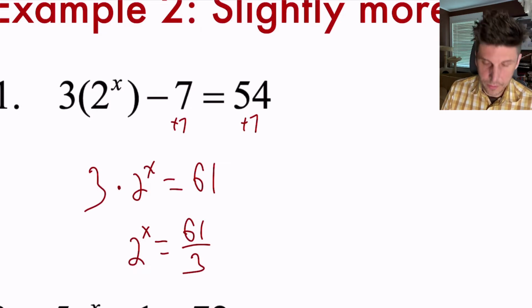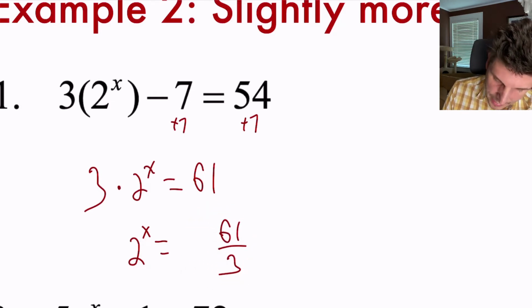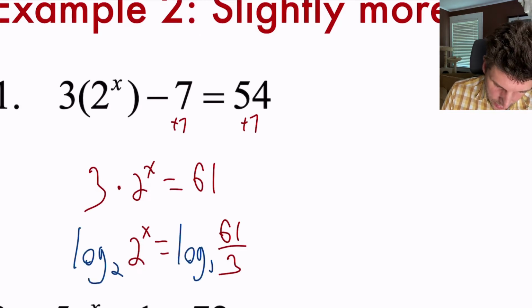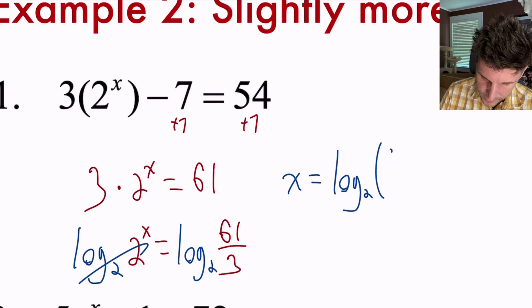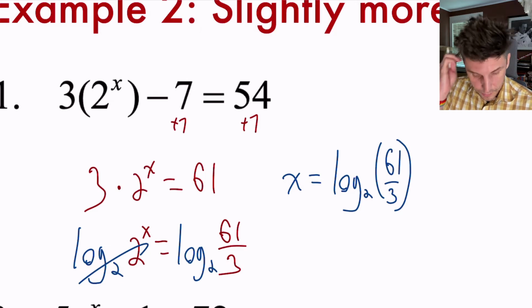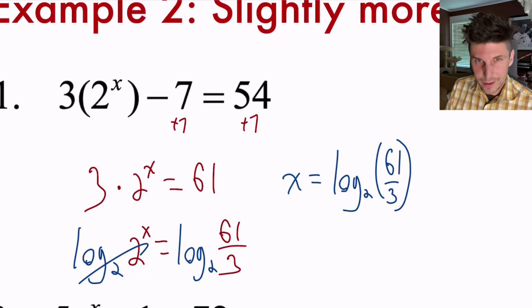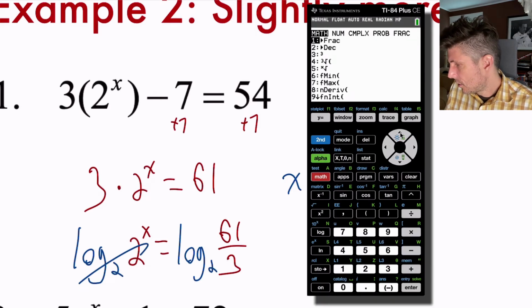And now we're in a position where we just take the log base 2 of both sides, and I'll be sure to slide this over so we have some room to do that. And I have log base 2, log base 2, and our answer is x equals log base 2 of 61 thirds. You're more than welcome to split that into 2 logs, like log base 2 of 61 minus log base 2 of 3, and then plug it into a calculator, but why would you do that? So I'm going to go over to my calculator, go to log base.